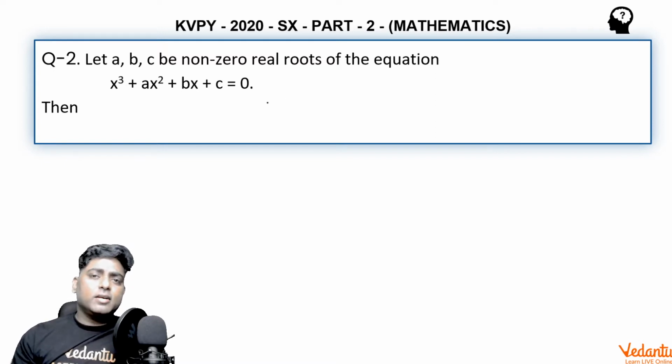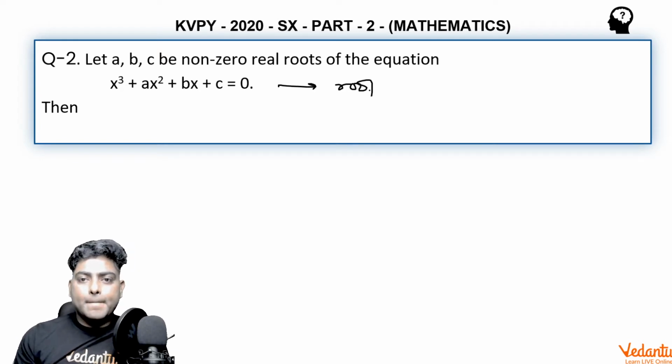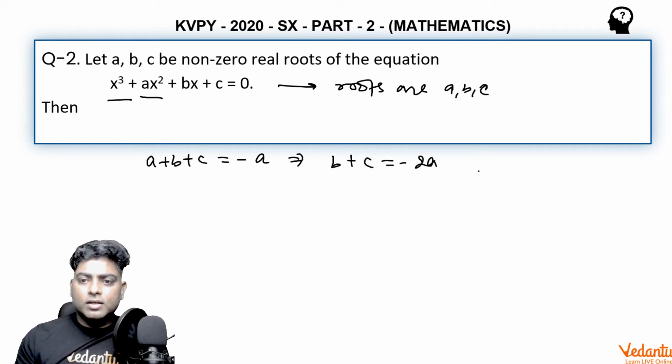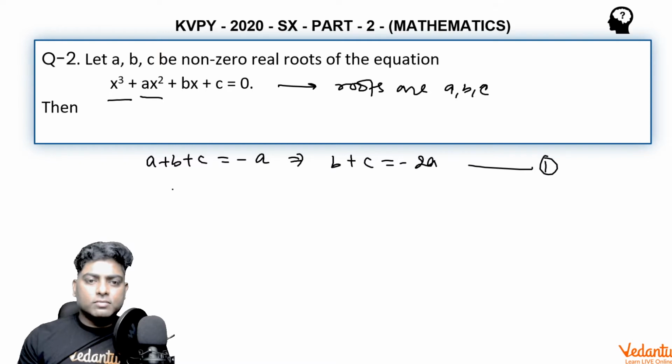Here the main idea to solve this question is using the relation between roots and coefficients, right? Here the roots given are a, b, c. So if I write the sum of roots, a plus b plus c, it is minus b by a, that is minus a. So from here I can write b plus c to be minus 2a. Consider this to be relation 1.